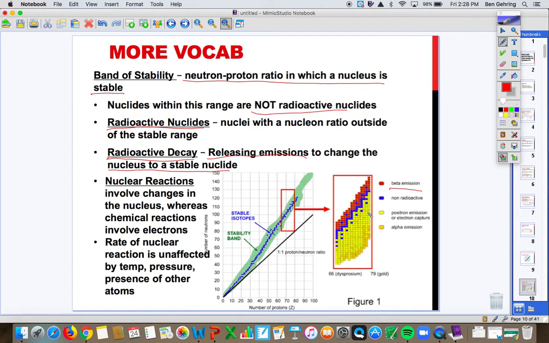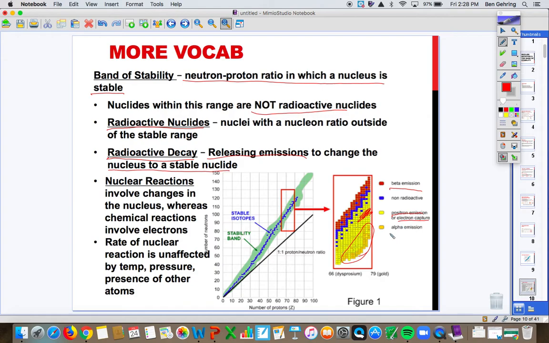If it's slightly below this range, so in this light yellow section, it's going to undergo what we call positron emission or electron capture. It decreases your proton number while increasing your neutron number, is what these do. We'll talk about this in the next unit, but this decreases protons and increases neutrons.